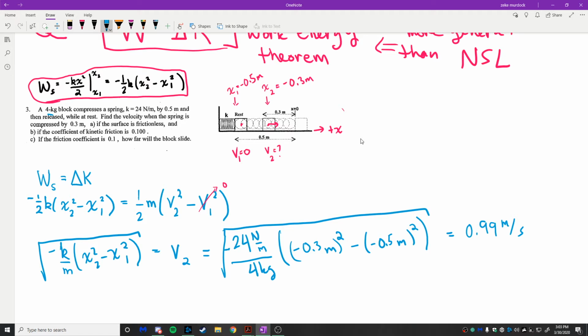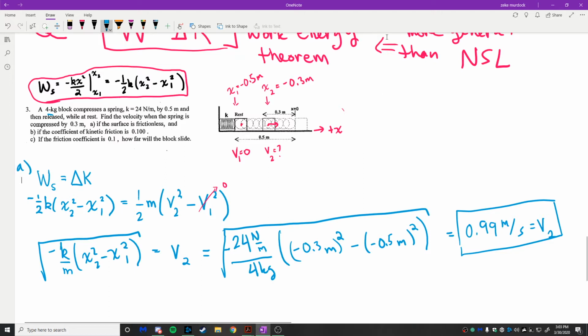The work done on the spring has the effect of increasing the speed of the object here so that it's moving a little bit faster. It was released from rest and now has a speed that's about 0.99 meters per second. So that's the answer for the first part. Okay, so that's part A.